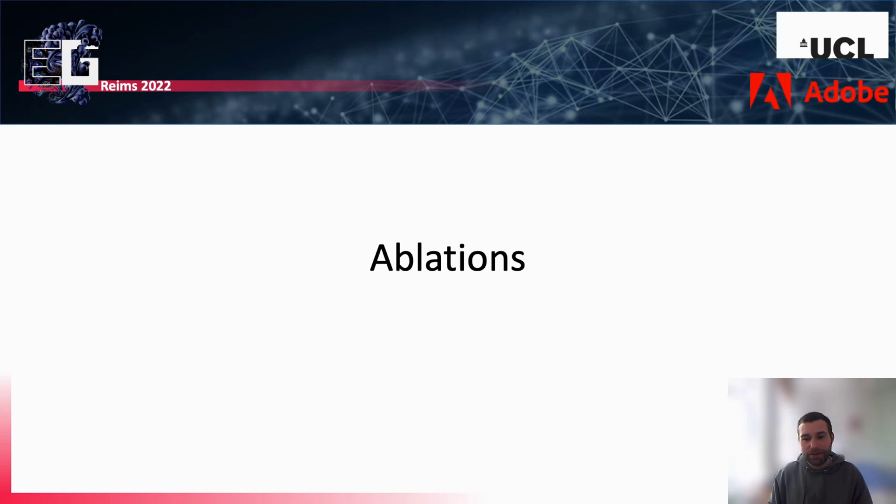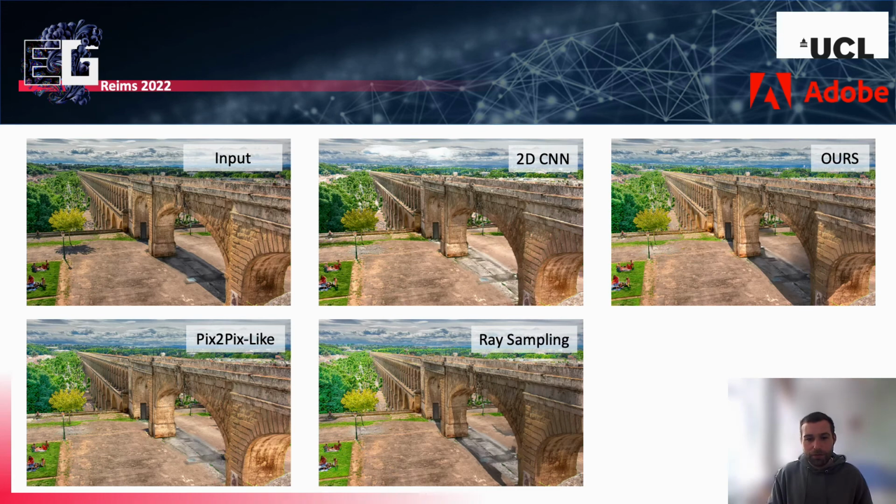Next, we show a set of ablations justifying the use of our 3D volume. We present four ablations. The first is an image-to-image translation, or pix-to-pix-like image, where we basically just take the input and have a UNet architecture to produce the relit image. This would be our relighting network.